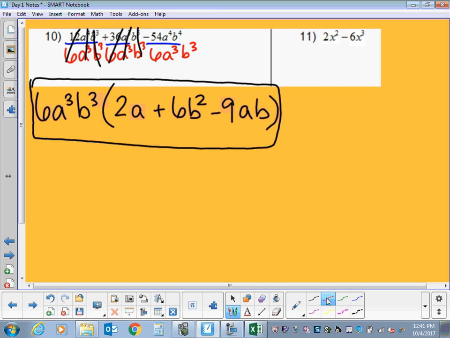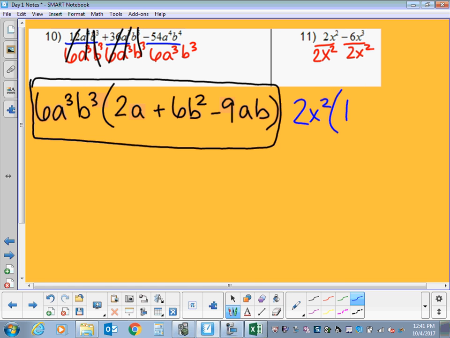Number 11. What's my GCF? 2x, right? Or 2x squared? So 2x squared. That's what you put 1 for, right? Yeah, I would say I put 1 because I thought you were talking about the placeholder.